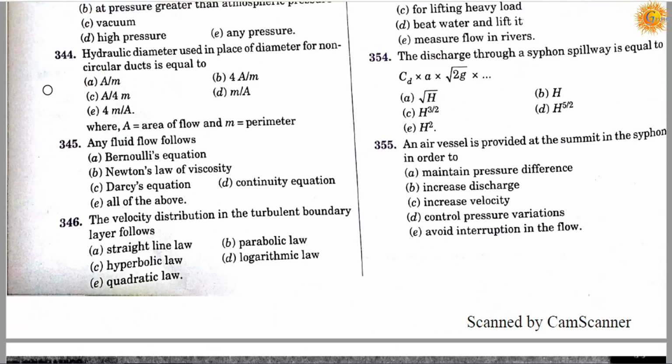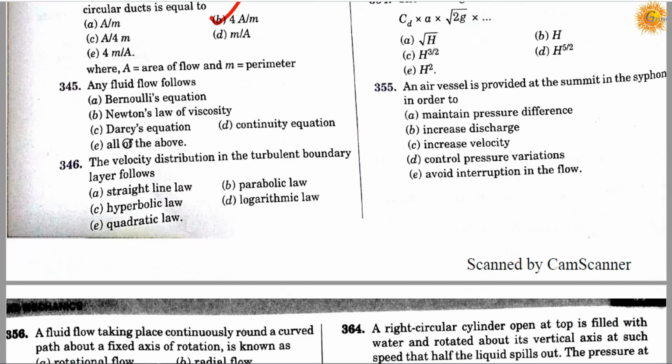Question number 344. Hydraulic diameter used in place of diameter for non-circular ducts is equal to: option A, A upon m; option B, 4A upon m; option C, A upon 4m; option D, m upon A; option E, 4m upon A, where A is the area of flow and m is the perimeter. So the correct answer is B, it will be 4A upon m.